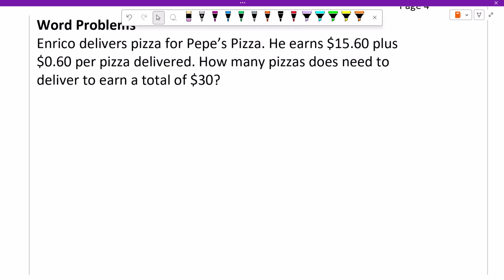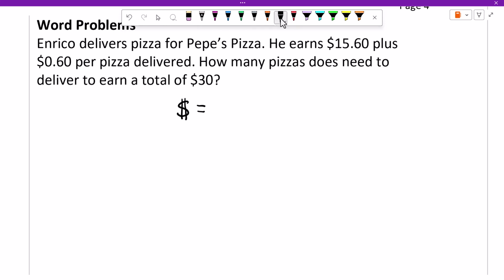So we have Enrico delivers pizza for Pepe's Pizza. He earns $15.60 plus 60 cents for every pizza he delivers. So if he wants to make $30, how many pizzas does he need to deliver? We need to come up with an equation for this. We're going to come up with an equation for money, so I'm just going to use the dollar sign.